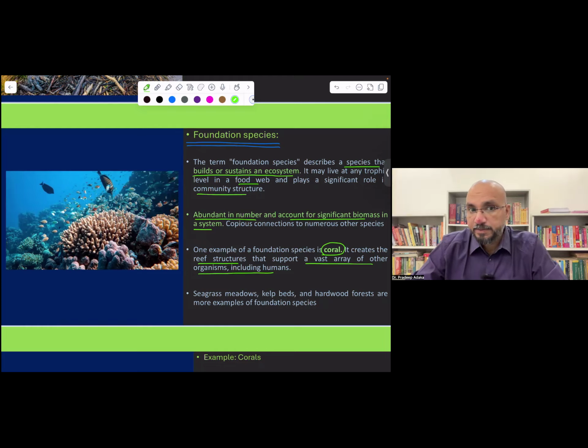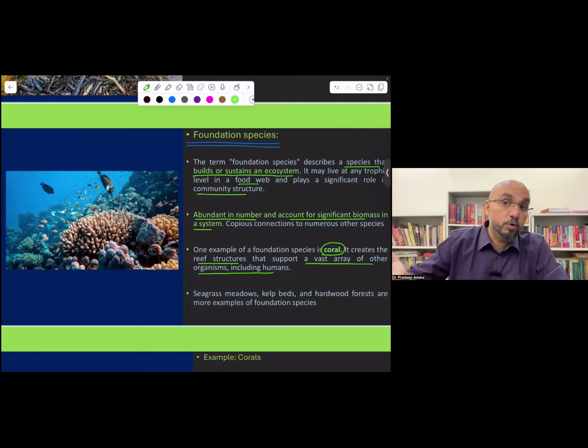So coral is a very important example. I will explain the coral later. Just to give you an example of a foundation species, the entire ecosystem depends on it, because the main food source is coming from these corals. These corals harbor an algae that is providing the food. They contribute a significant proportion to the biomass of the ecosystem.